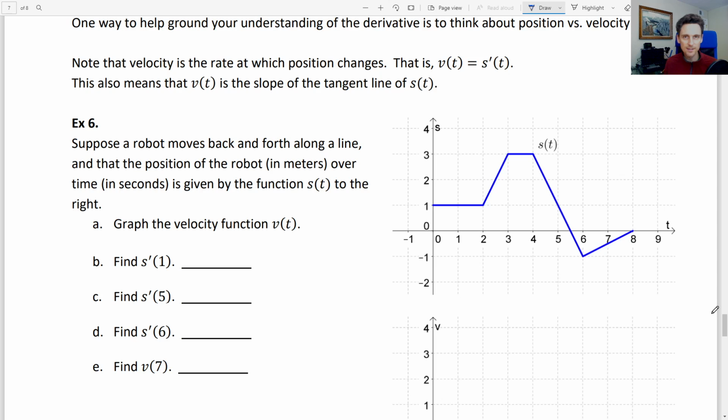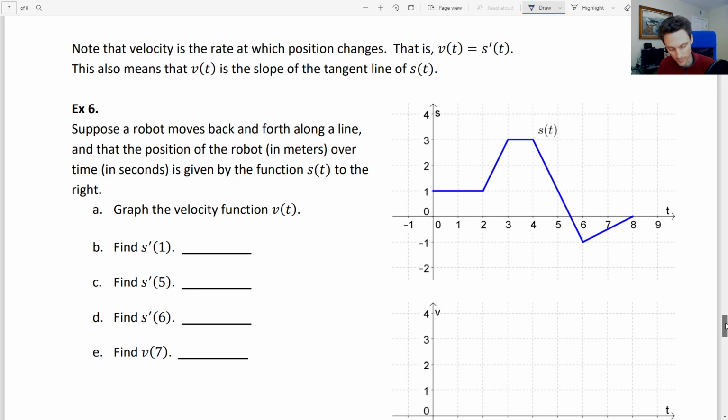We're going to use this velocity and position example in many different cases going forward, especially when we talk about integration, which is the reverse process of the derivative down the line. There, the position and velocity example will come in handy.